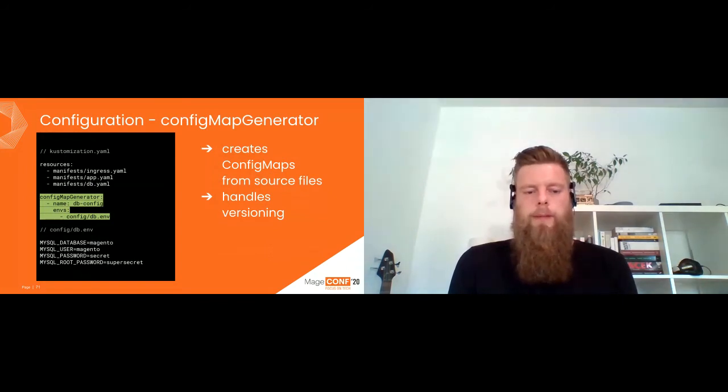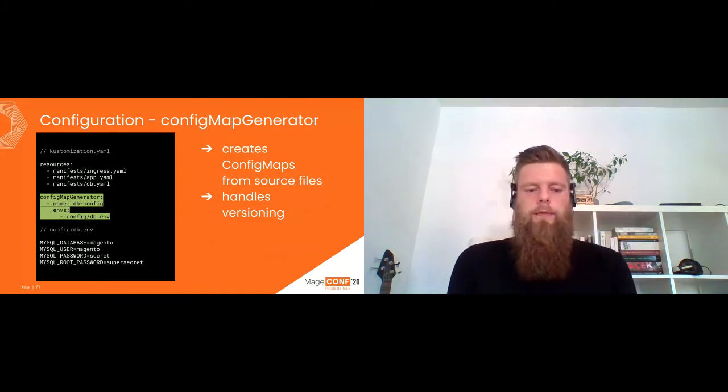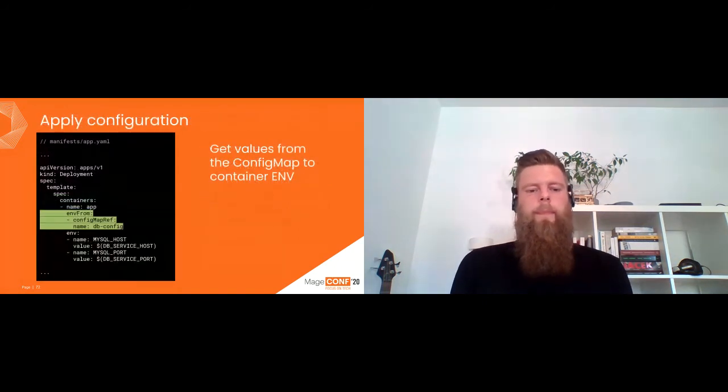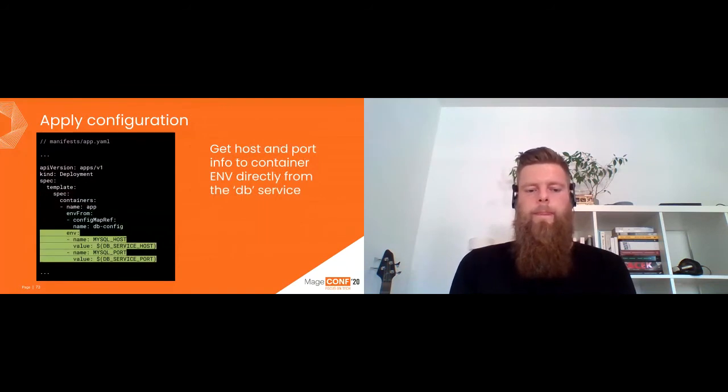We also need to let Magento know where to find the database. So for that, we'll generate a config map. Here we use config map generator. This is part of Kustomize. It's just a wrapper that converts env files to config maps and mount the actual values to the container from the config map that we have just created.